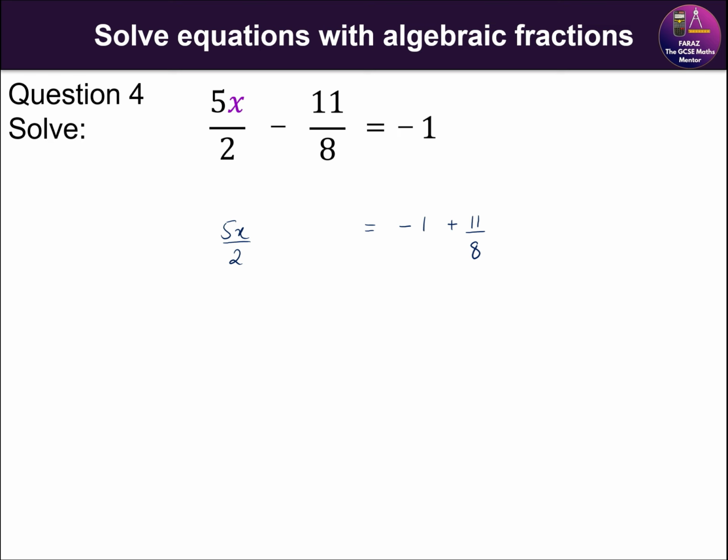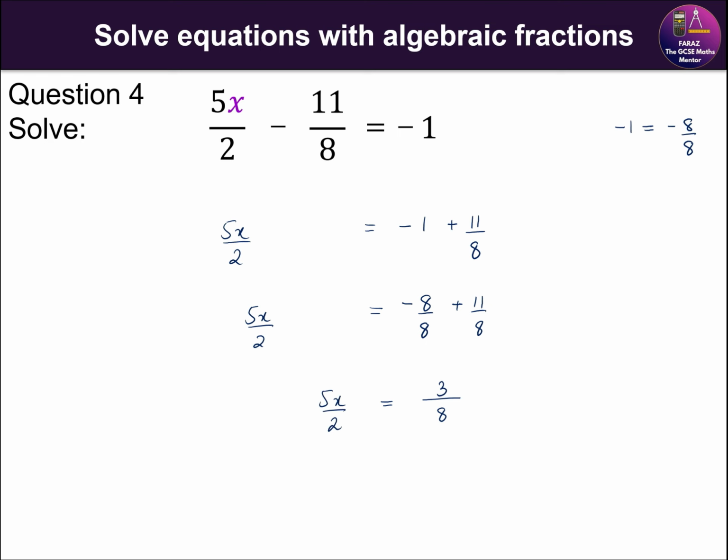So -11 over 8 plus 11 over 8 will become 0 on the left hand side. So we have 5x over 2 equals -1 plus 11 over 8. Now we can simply write -1 in this way, -8 over 8, because we know that -1 is equal to -8 over 8. So -8 over 8 plus 11 over 8. Now when the denominators are the same, you can add or subtract the numerators by keeping the denominator the same. So -8 plus 11, that would be 3 over 8.